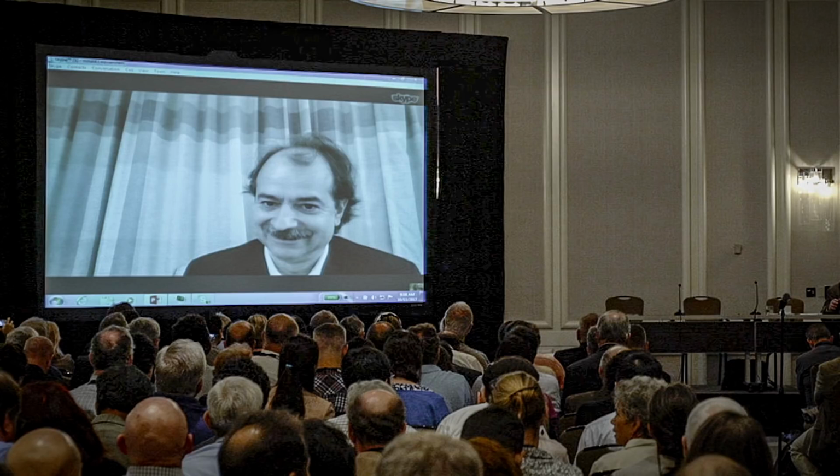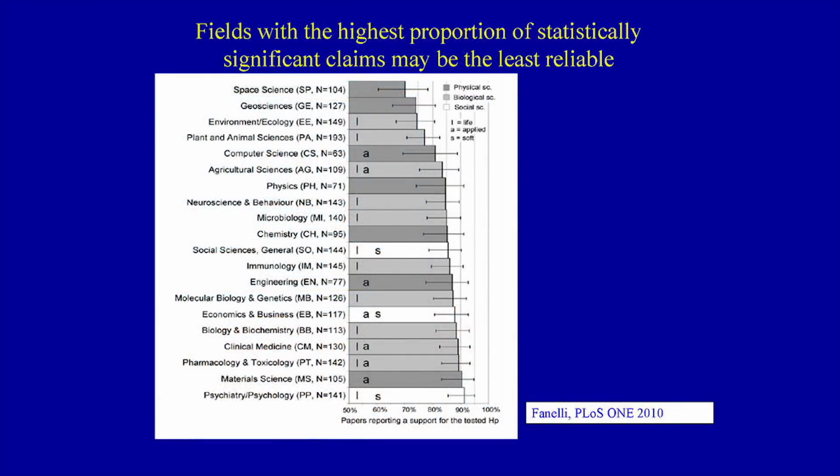Actually, Dan Fanelli has suggested that fields with the highest proportion of statistically significant claims may actually be the least reliable. And you see a gradient here of statistical significance in favor of rejecting the null hypothesis for the primary pre-specified outcome, or quote-unquote pre-specified outcome, ranging from 60–70% in space science and geosciences and physical sciences, all the way up to 90% or more in clinical medicine, pharmacology, material science, and psychology, psychiatry.